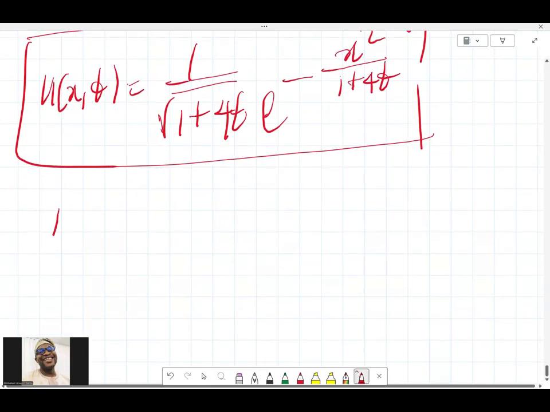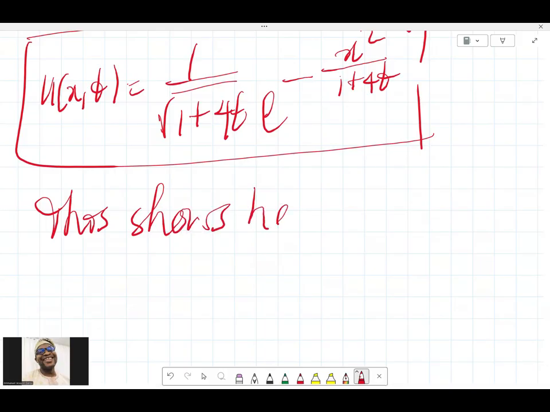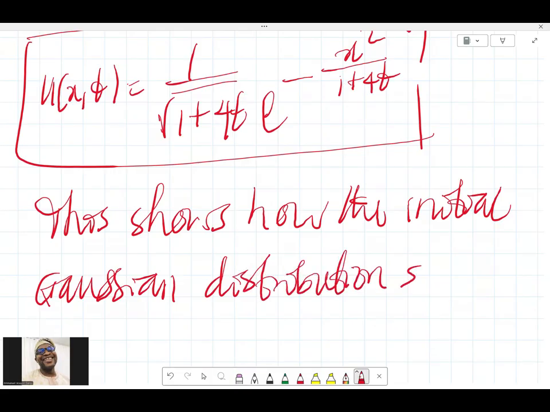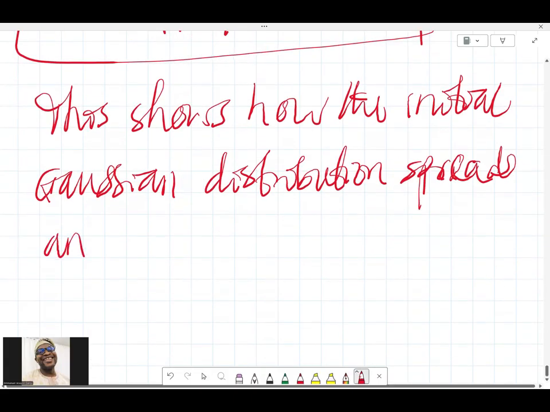So this shows how the initial Gaussian distribution spreads and decays over time.